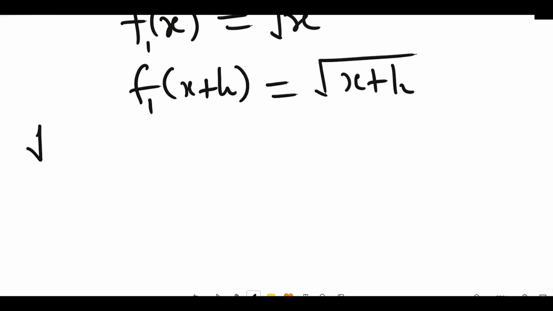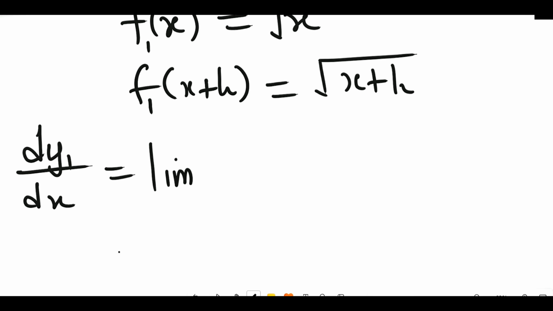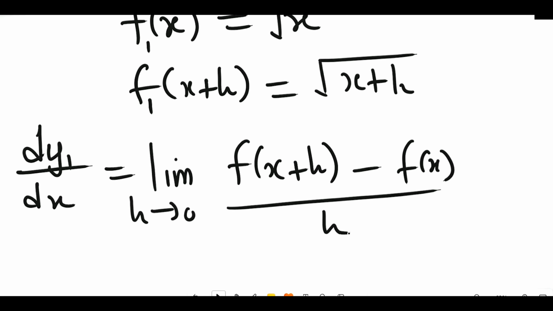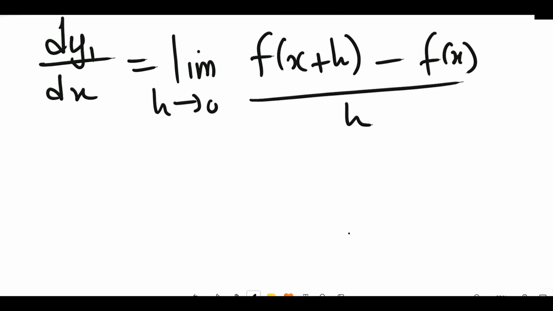So let us find our dy1 dx. So we get it to be the limit as h approaches 0. Then we have our formula to be f of x plus h minus f of x all divided by h. So that's what we'll be using. We know our f of x plus h, which is f1 of x plus h. So because we are doing the first part, I'm using one to differentiate it from the second part of the function.